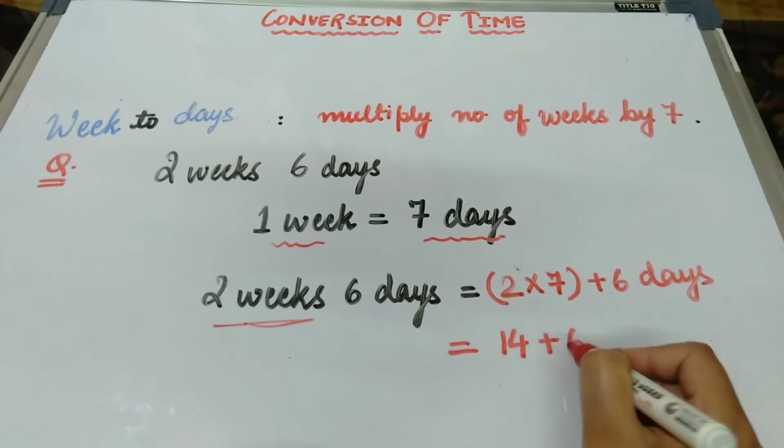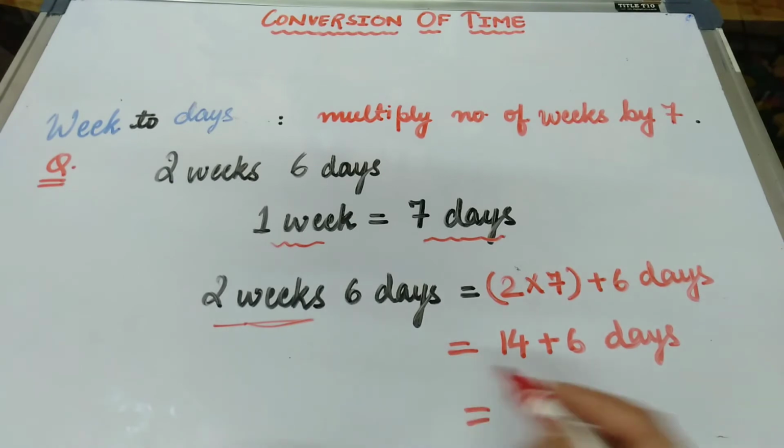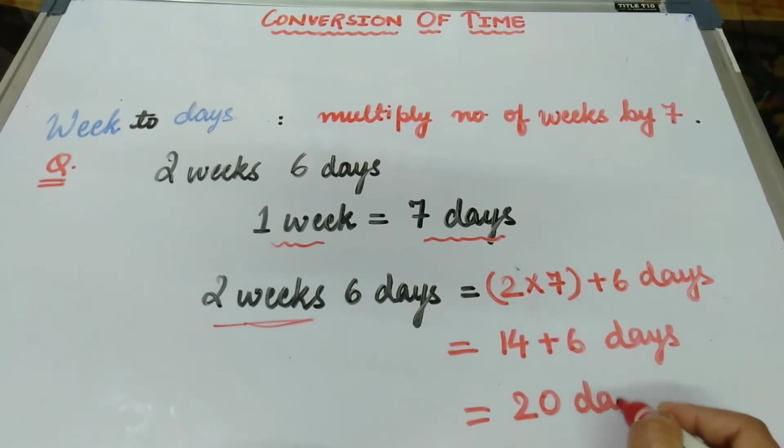14 plus 6 days. So total how many days will it be in 2 weeks 6 days? It will be 20 days. So in this way you can convert the time. So exercise 2.6 you have to do in your fair copy.